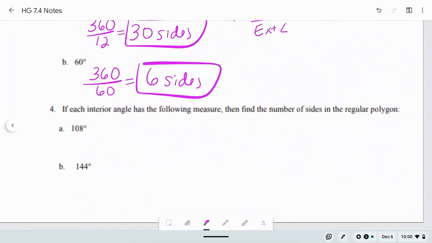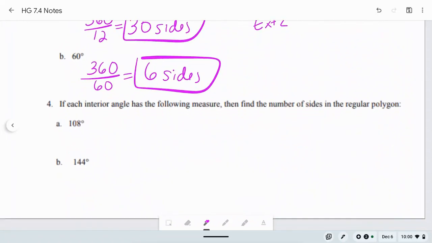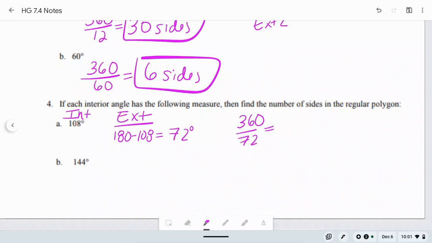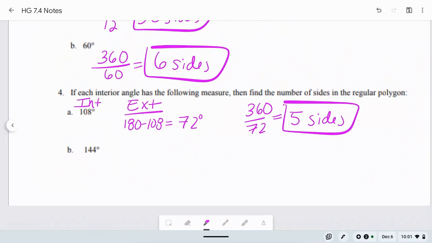Now, the tricky one is like number 4, when it gives you the measure of each interior angle and it wants you to find the number of sides, there's one additional step. So if this is the interior angle, we're going to find the exterior angle by subtracting that from 180. So I get each exterior angle is 72 degrees, and then I'm going to divide 360 by that to get the number of sides. So I end up getting 5 sides if each interior angle is 108 degrees.